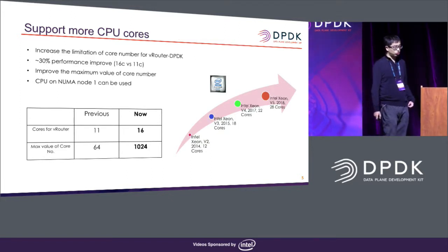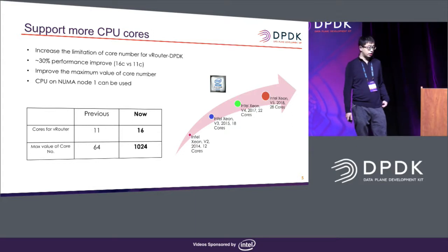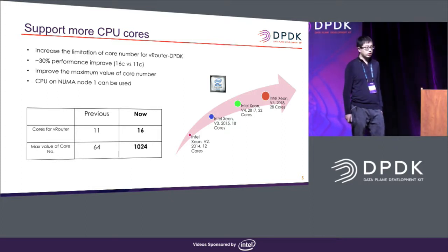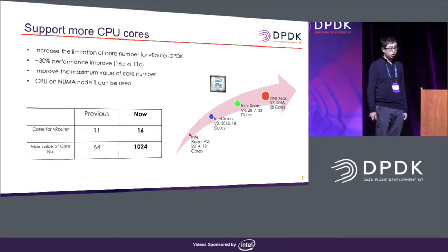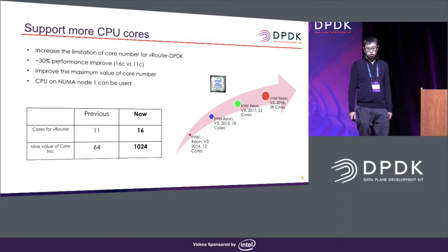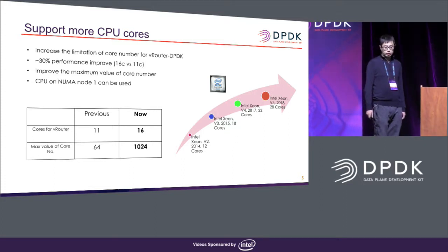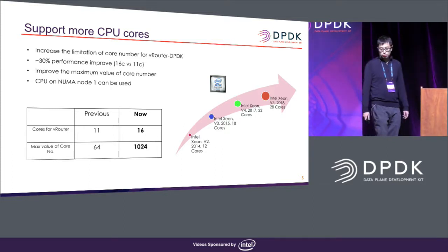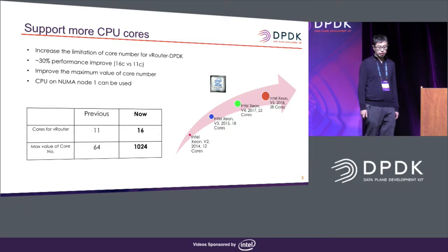Next we will discuss some optimizations in Tungsten Fabric. The first is the CPU cores. Tungsten Fabric has a long history, and several years ago we had limited cores per socket. For example, in 2014 we only had 12 physical cores on a Xeon processor. Now we have up to 28 physical cores per socket.